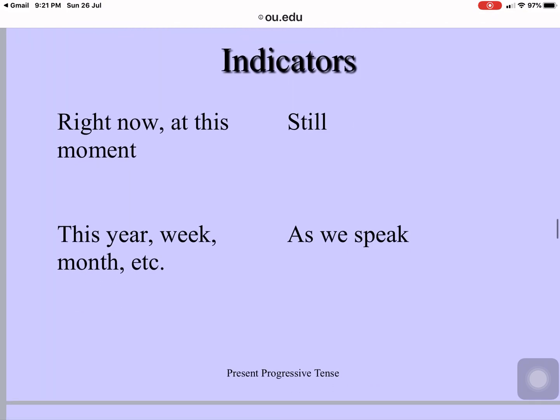What are the indicators to find that a particular sentence or text is in present continuous tense or present progressive tense? These are the words or phrases with the help of which you can recognize that a particular text is in present continuous tense. Right now, or at this moment, or still, this year, week, or as we speak, etc.